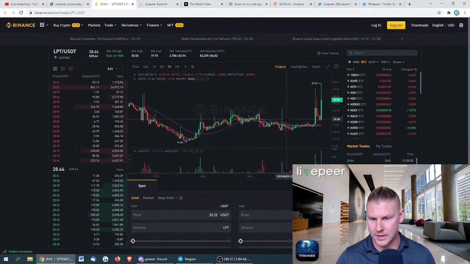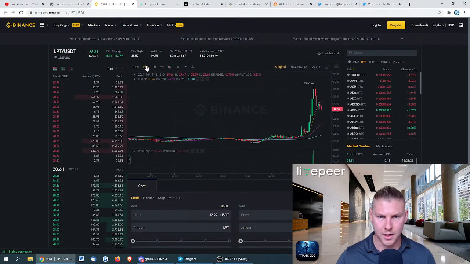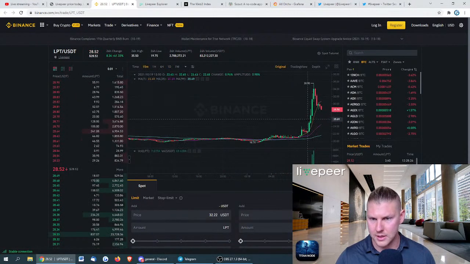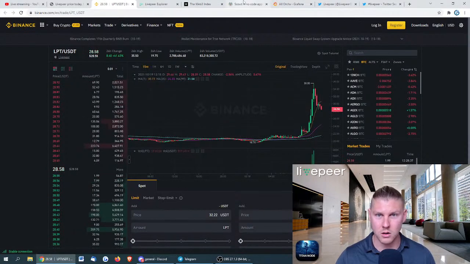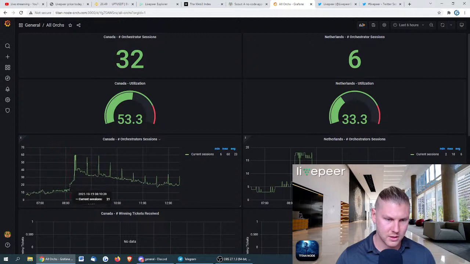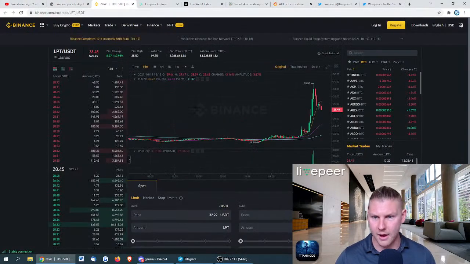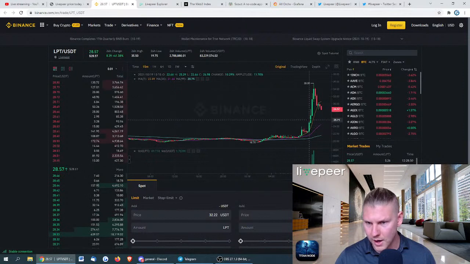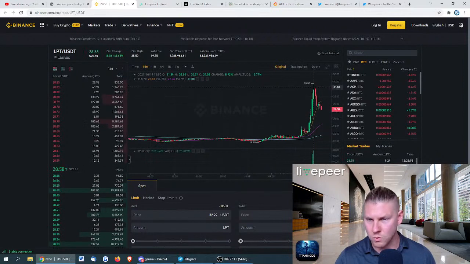You can see here that this is the price action. Craziness. This here at around my time, 8 o'clock, was at $20 when it hits right about here. And the sessions increase with the orchestrator, with the Titan node orchestrator. And you have this price action that follows right behind it.